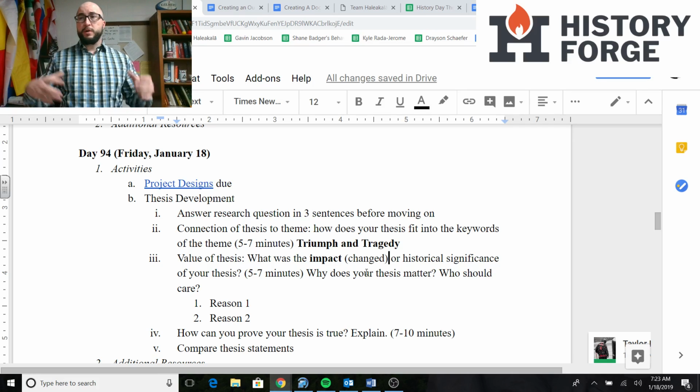Is there something about weapons? We have a lot of people doing weapons. What about that weapon changed things? What was the impact of it? Talk about that stuff, okay? And just get into it.